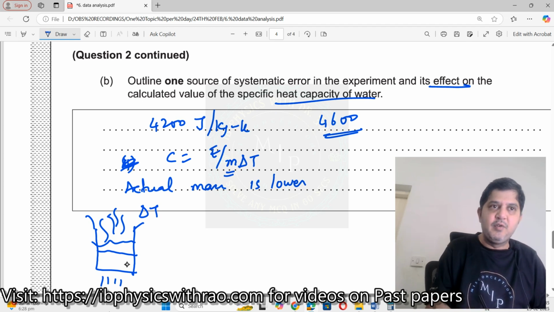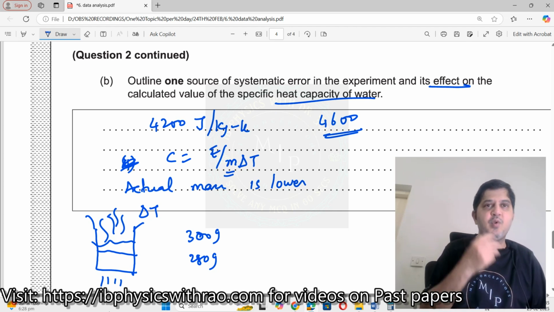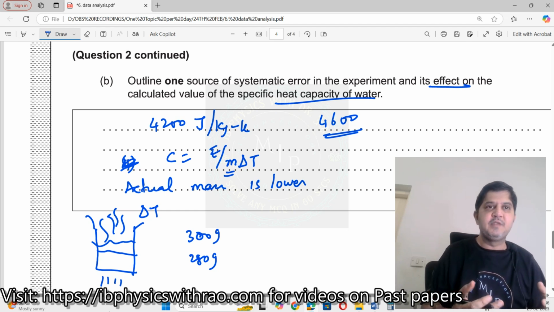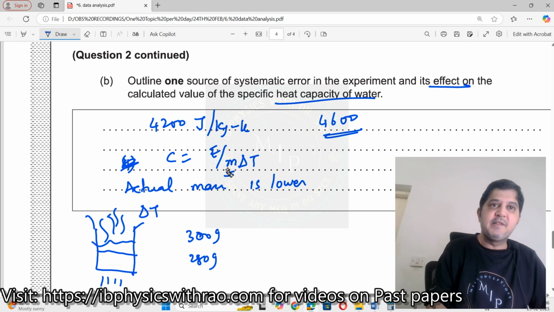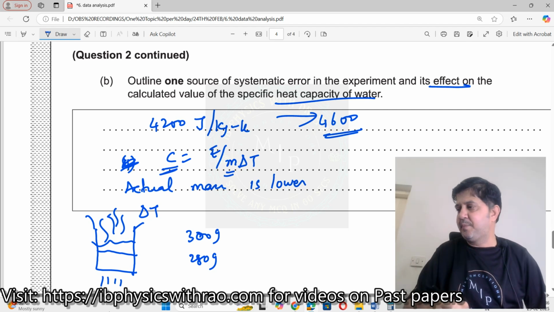But what is happening over here? You are considering the full volume of water, so the mass of water that you have considered is larger. You would have considered 300 grams of water, but the actual mass of water could be only 280 grams, because part of the water is already evaporated since you started heating. That was not considered throughout the experiment, however many trials you are doing. As a result, there is a possibility that this M is always lower. This would have an effect on C. The C would have been higher, and that's what we see: C has been higher over here. So that could be one of the reasons.